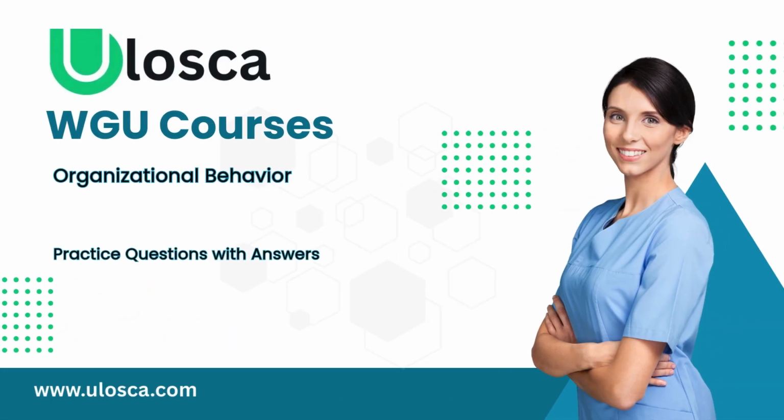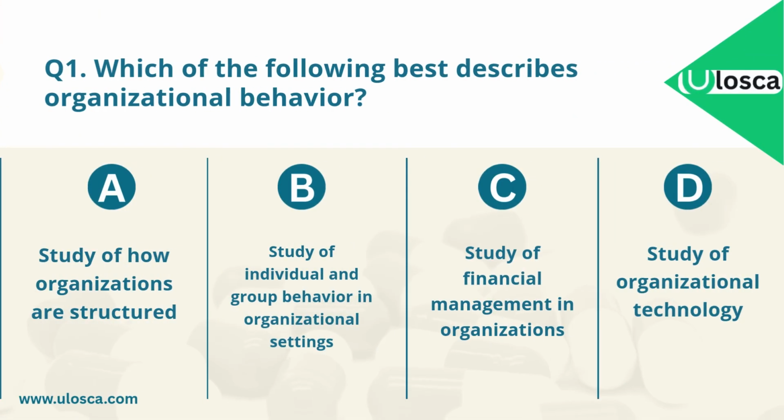Organizational behavior practice questions with answers. Question 1. Which of the following best describes organizational behavior? A. Study of how organizations are structured. B. Study of individual and group behavior in organizational settings. C. Study of financial management in organizations. D. Study of organizational technology. Which one is the correct answer?